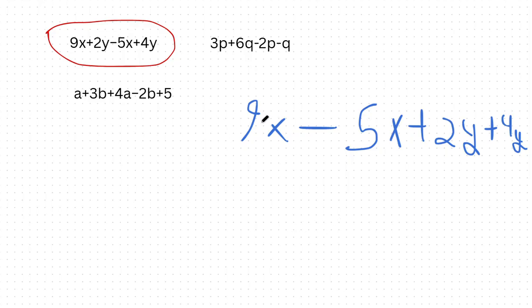All right, 9x minus 5x. We've simplified it here. We have 9 minus 5. That is equal to 4, and 4x. Then we combine positive 2y with positive 4y, and we have 6y. Don't want to forget the plus sign. Very important to keep your signs organized, plus 6y.